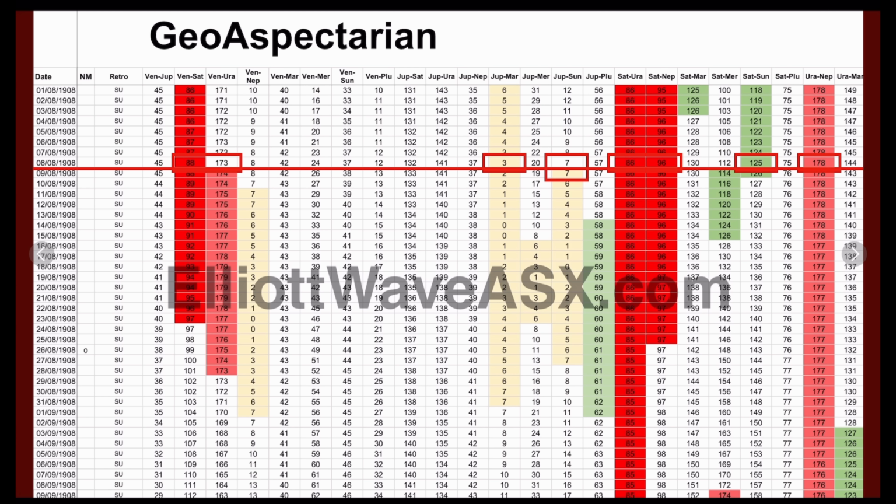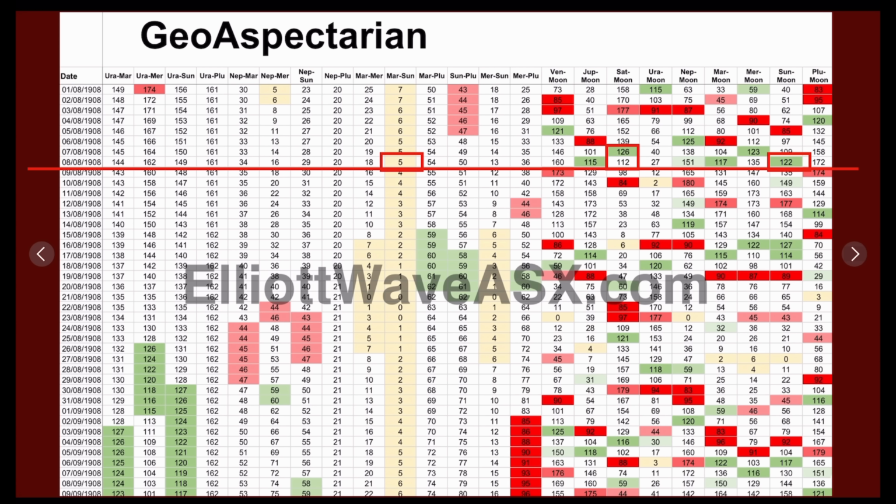Now if I scroll across to see the other aspects, we've got Mars-Sun just coming into being conjunct. We've got the moon aspects here, and again the moon is fast moving, so the aspects change quite quickly. So we've got the Saturn and the moon just coming into 120 degrees, a trine, and we've got the Sun and the moon at 120. We've also got the Mars and moon coming into 122.